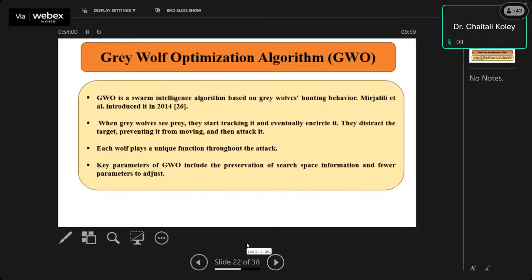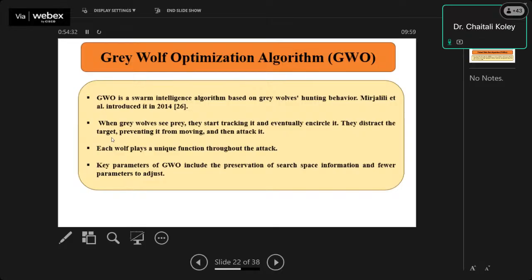Another algorithm is the gray wolf optimization algorithm. As we know, the gray wolf has hunting behavior. It was introduced by Seyedali Mirjalili et al. in 2014. When the gray wolf sees the prey, it starts tracking and encircling it. Gray wolves always stay in a group.